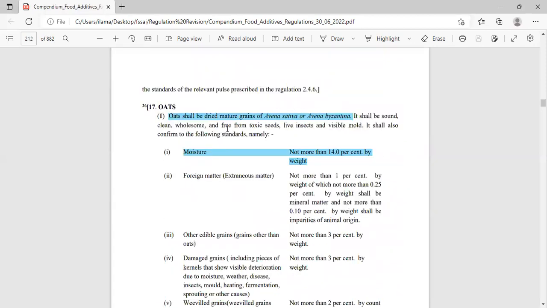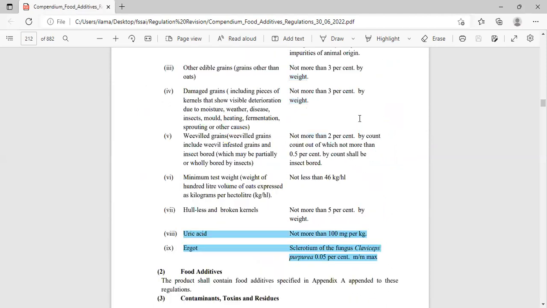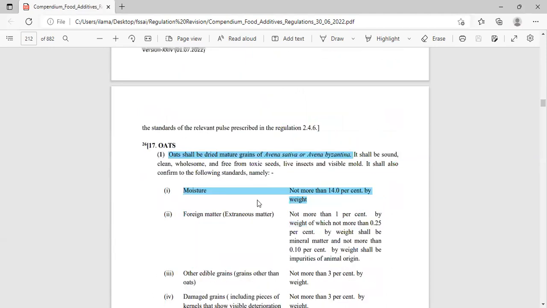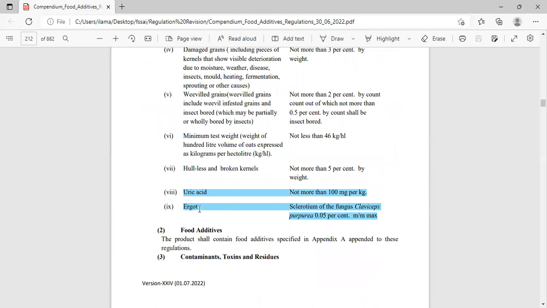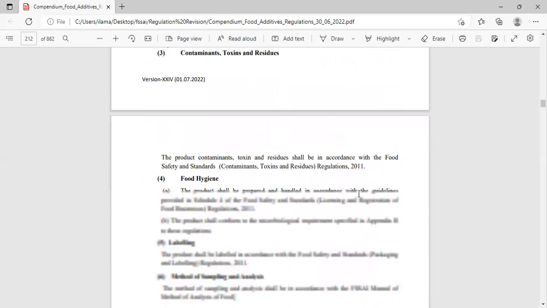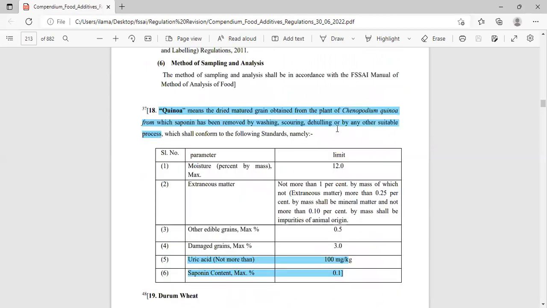Here, oats is a dried matured grain. It's obtained from Avena sativa or Avena species. And here in oats, ergot is found. It has to be at a maximum value of 0.05%, and uric acid content is not more than 100 mg per kg. And quinoa, in quinoa, like in soybeans, saponins has to be removed.